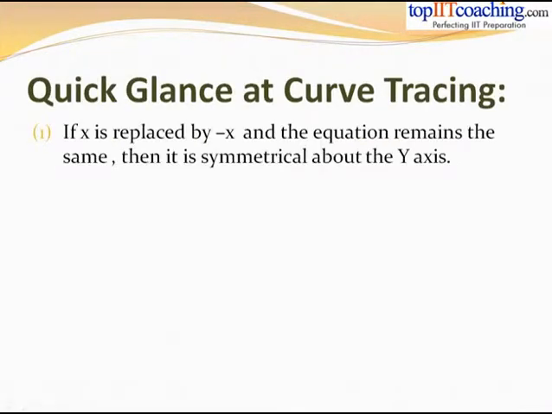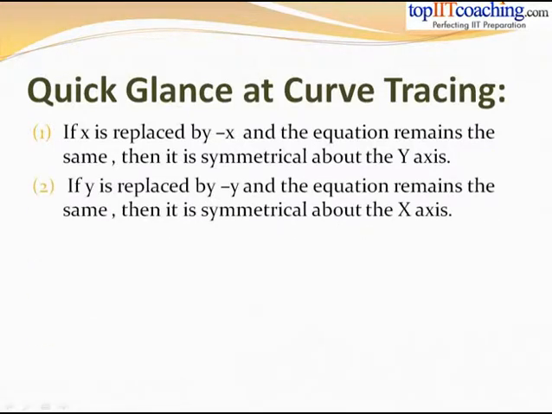The first is, if x is replaced by minus x and the equation remains the same, then it is symmetrical about the y-axis. So if x is replaced by minus x and the equation remains the same, then f(x) is an even function, and so we can say that the curve is symmetrical about the y-axis. For example, y equal to x squared. Here if we replace x by minus x, then the equation remains the same, and we know that the curve of y equal to x squared is symmetrical about the y-axis.